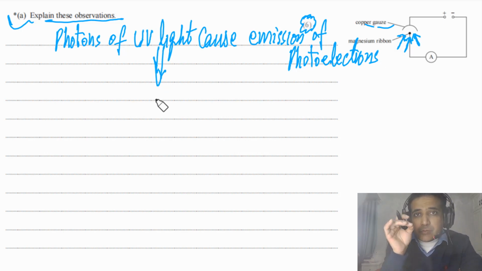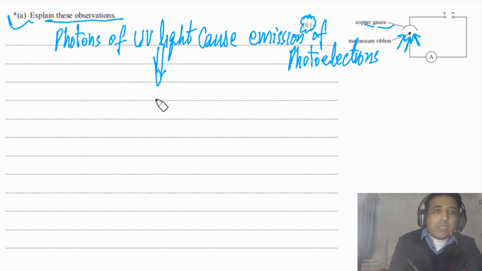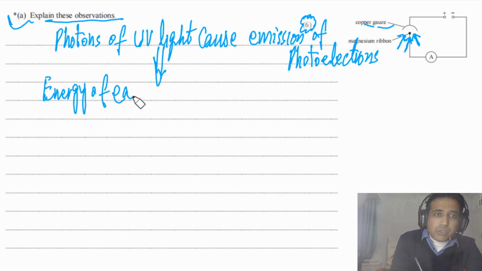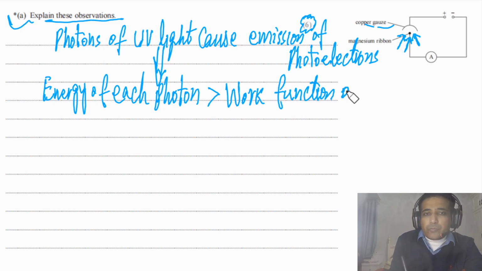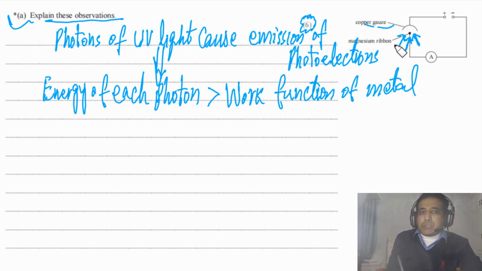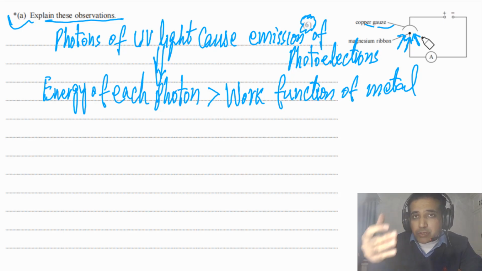Now we need to explain what is the condition for emission of photoelectrons. So the energy of each photon has to be greater than the work function of the metal. In this case it means the magnesium ribbon: greater than the work function of magnesium ribbon.